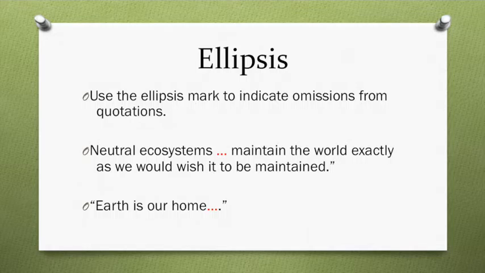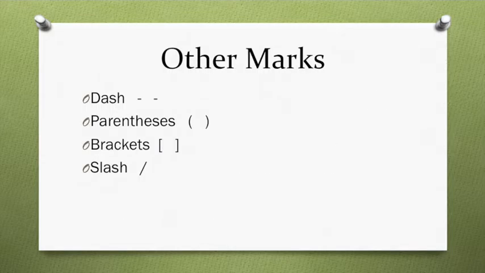Ellipsis. Use the ellipsis mark to indicate omissions from quotations. If the ellipsis is used at the end of a sentence, you should use a period mark. Other marks are dash, parentheses, brackets, and slash.